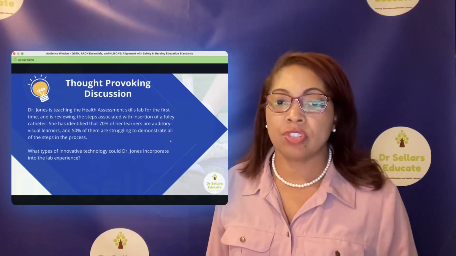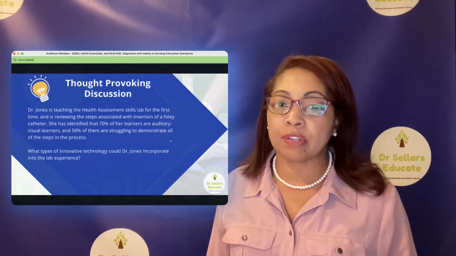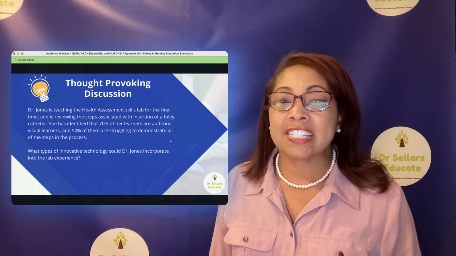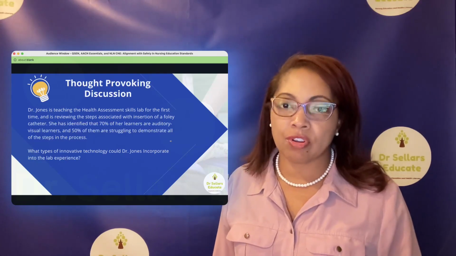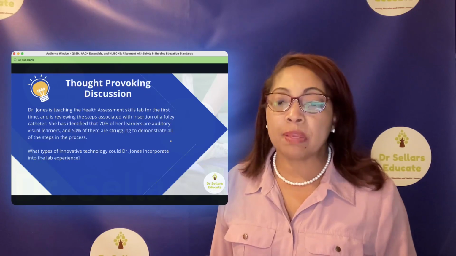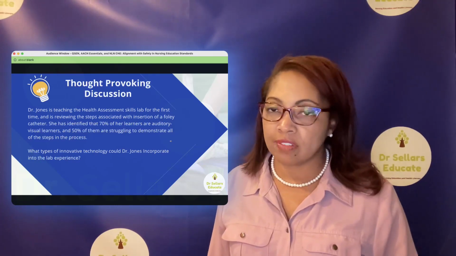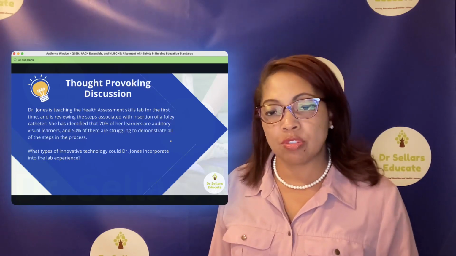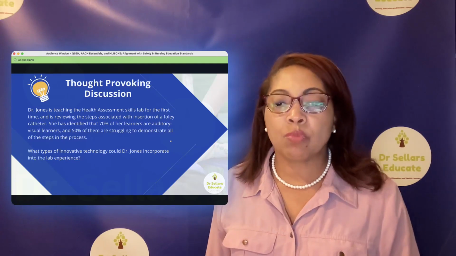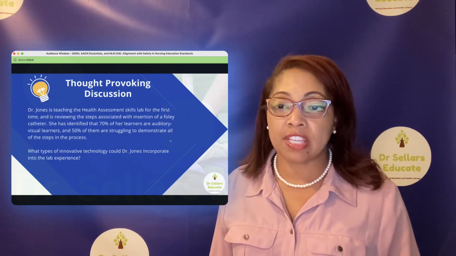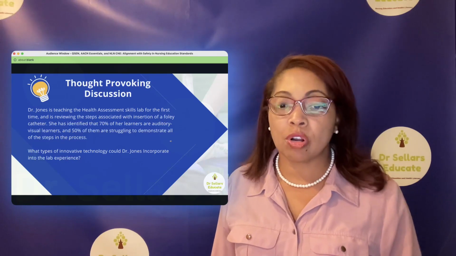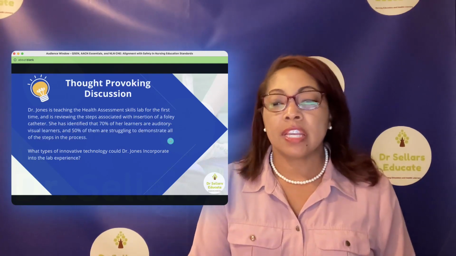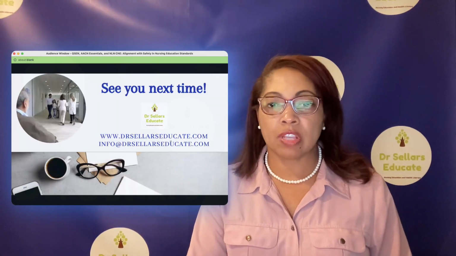We have Dr. Jones. She's teaching the Health Assessment Skills Lab for the first time. She's reviewing the steps associated with the insertion of a Foley catheter. She has identified that 70% of her learners are auditory visual, and 50% of them are struggling to demonstrate all of the steps in the process. So the thought-provoking discussion I want you to consider as you debrief from our time together today is what types of innovative technology could Dr. Jones incorporate into the lab experience? Okay, you can again use the resources to help you discover some of those opportunities.